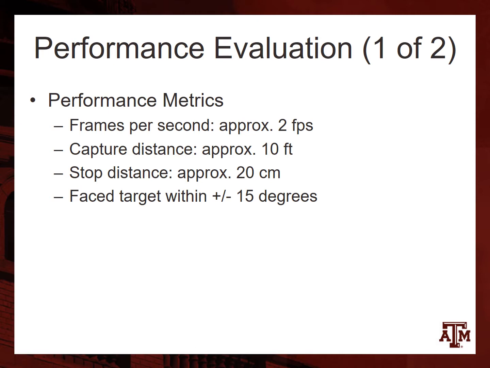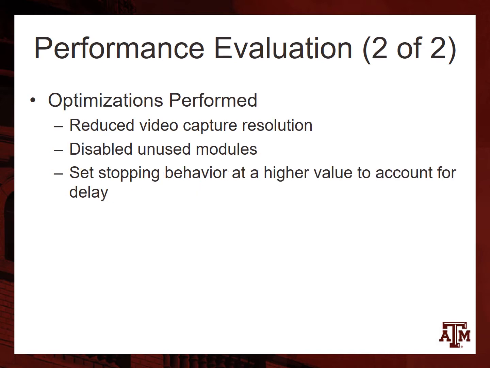Saturn could only achieve a frame rate of 2 frames per second, which greatly limited its performance. The captured distance was approximately 10 feet, which was partially limited by the smoothing median filter. Saturn could usually stop within 20 centimeters of the target. At times, the infrared sensor and the target's frame would not be aligned, leading to stopping issues.